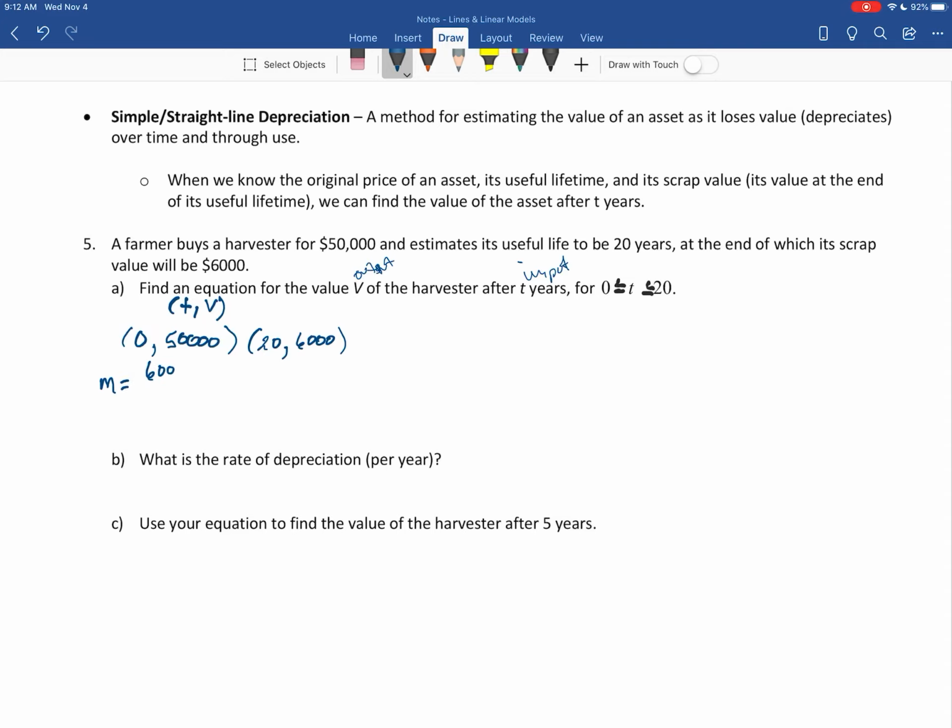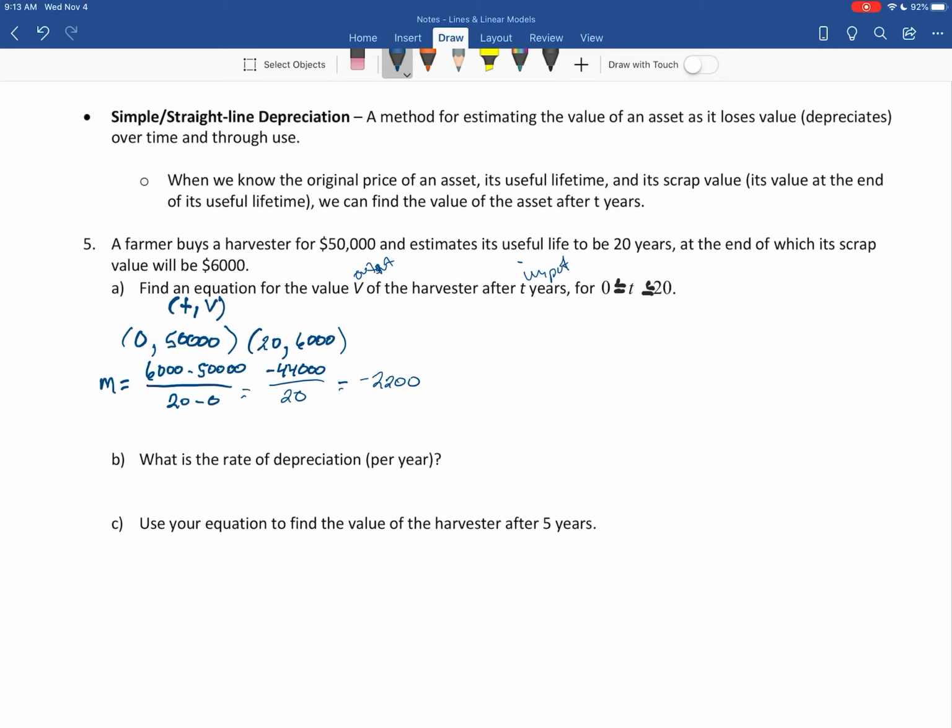So let's take 6,000 minus 50,000 over 20 minus 0. The bottom's definitely 20. That's an easy one to do. Doing this top subtraction, I'm going to get negative 44,000. Reducing that down is negative 2,200.